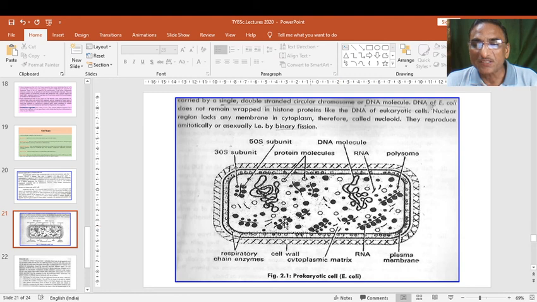Then the matrix in which all the materials are suspended is nothing but the cytoplasmic matrix, and in this way the prokaryotic cell is composed together as an E. coli bacterium, or a single unicellular cell. Next we will see the detailed structure of the prokaryotic cell and all its components, all its working, all its functions, and then how it works in reproduction. So this topic will be further described in the next lecture.